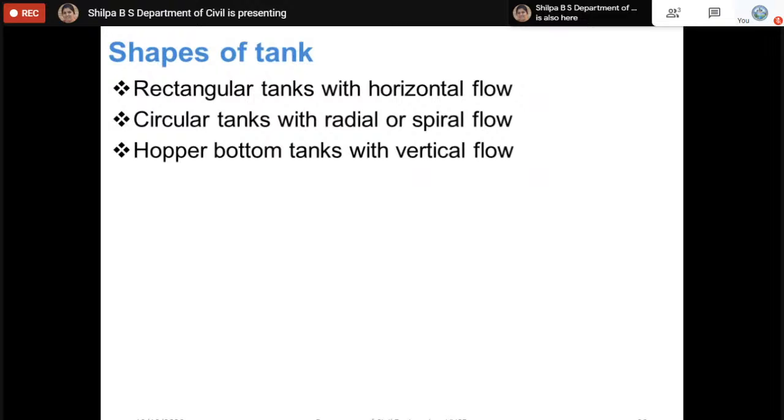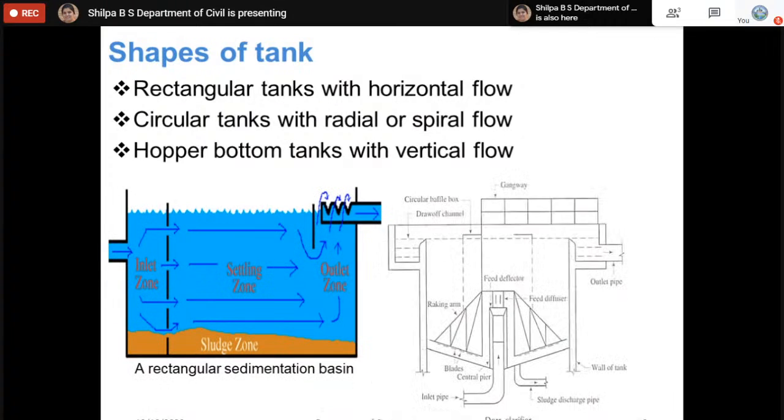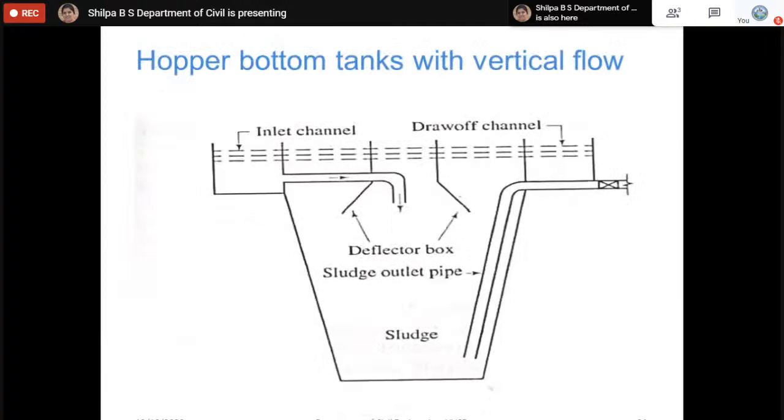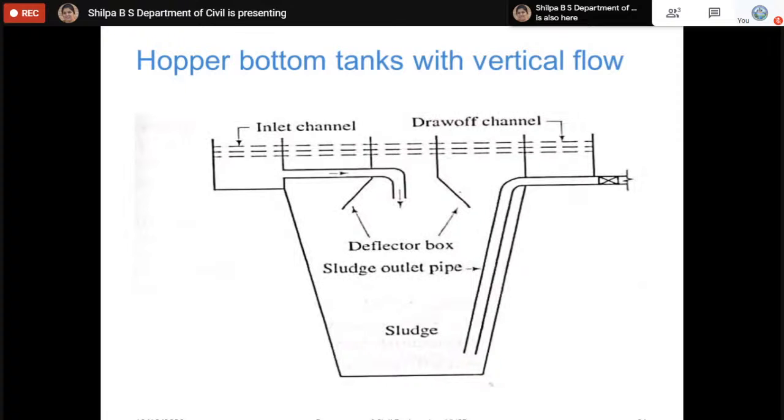Coming to the shapes of the tank, the most commonly used shapes are rectangular tanks with horizontal flow, circular tanks with radial or spiral flow, and hopper bottom tanks with vertical flow. These are the schematic sketches representing the rectangular and the circular tanks. The hopper bottom tank with vertical flow is this.